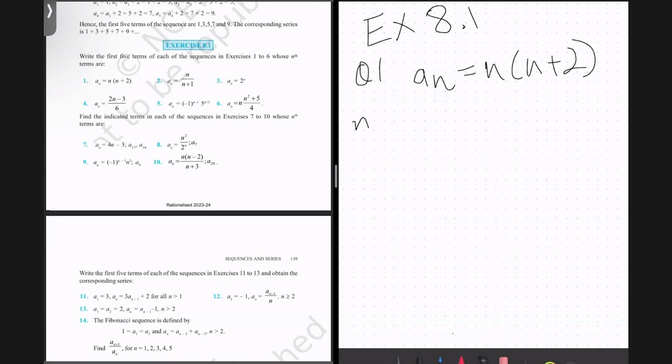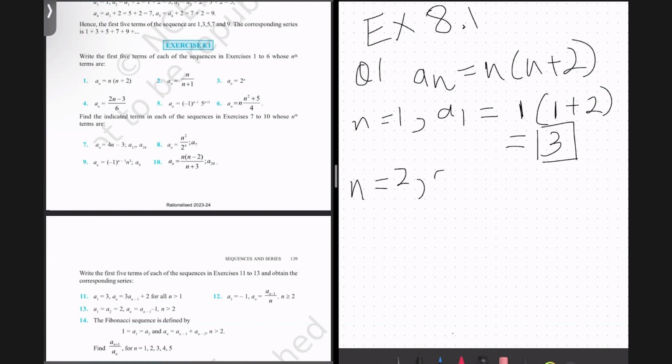So for n equal to 1, a1 would equate to 1 into 1 plus 2, so that would be 3, correct? Now for n equal to 2, we would have a2 equal to 2 into 2 plus 2, that will be equal to 2 into 4, and that is nothing but 8, correct?